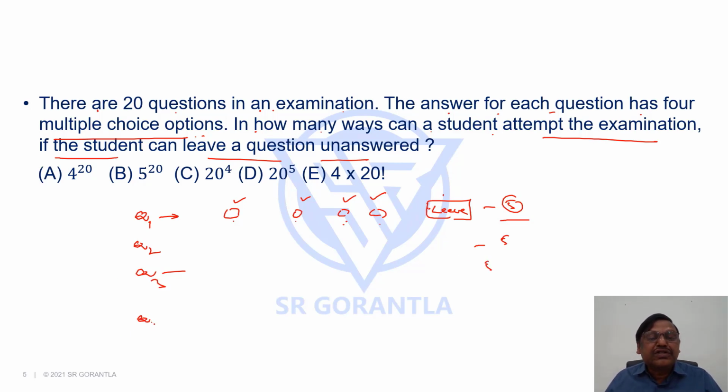So for 20 questions, how many options do I have? 5 into 5 into 5, 20 times, because there are 20 questions. 5 into 5 into 5, 20 times, means my answer is 5 power 20. So the answer is choice B.